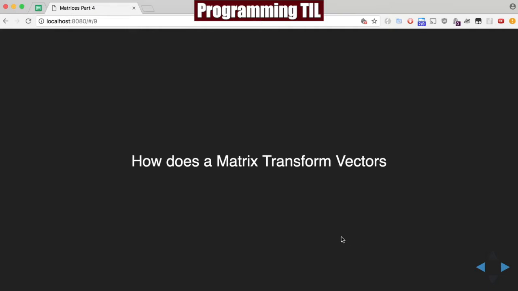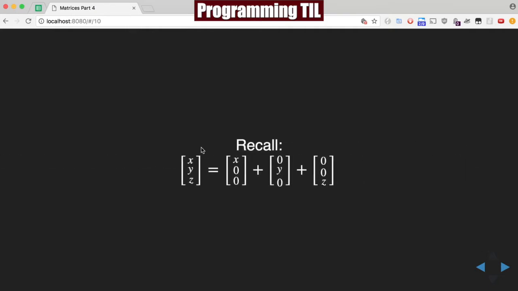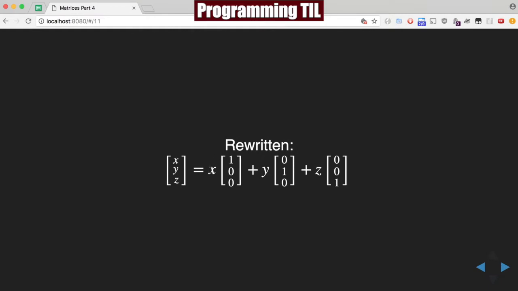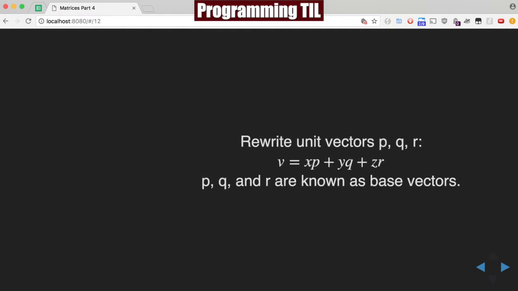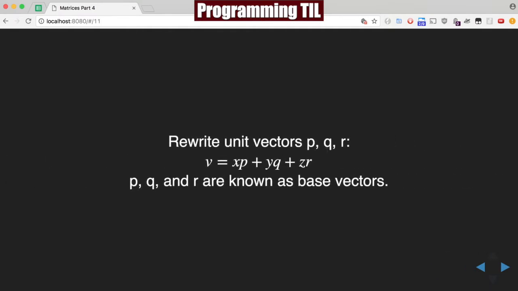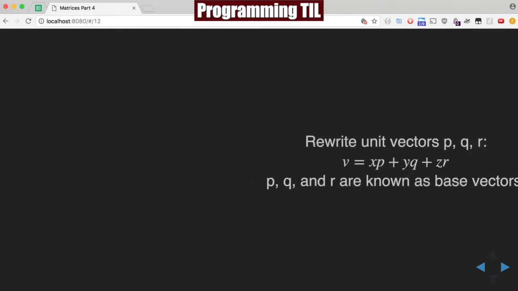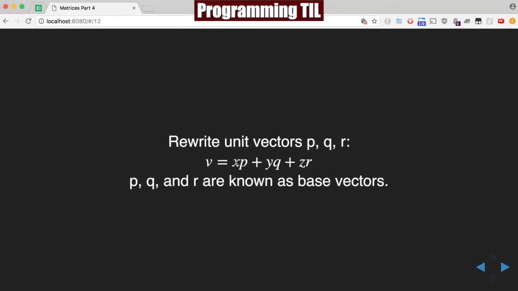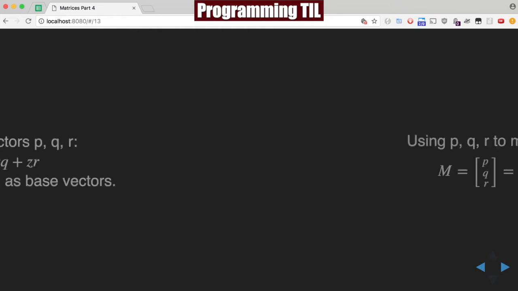So how do matrices transform vectors? Take this vector x, y, z and recall that it's just the chain of x, 0, 0 plus 0, y, 0 plus 0, 0, z, and you can rewrite this and extract out the x, y, z and have the identities of each respectively. So then rewrite each of these unit vectors p, q, and r. So that's a unit vector, if you recall. And so you have this vector v is equal to xp plus yq plus zr. In this instance, p, q, and r, these unit vectors, are known as base vectors.